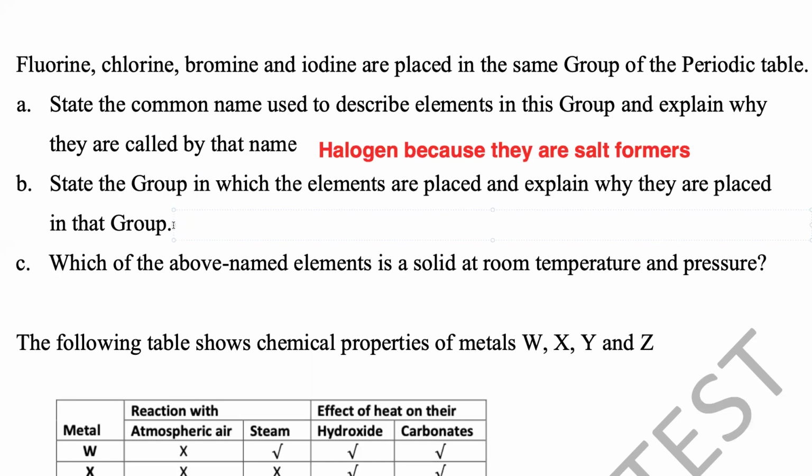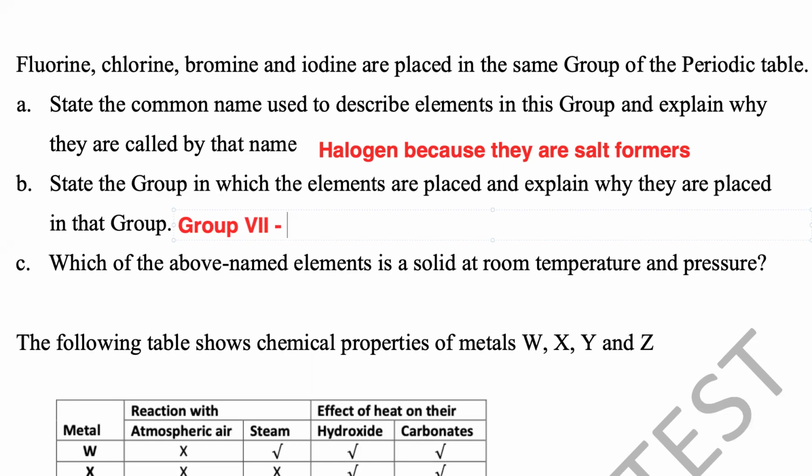So what name is given to that group? The name given to that group is group 7. Not the name halogen. But what is the group number? Group 7. It's group 7, and the 7 must be in Roman numerals. And what do we follow when placing these elements in the periodic table? I wrote because they have 7 electrons in the outermost shell.